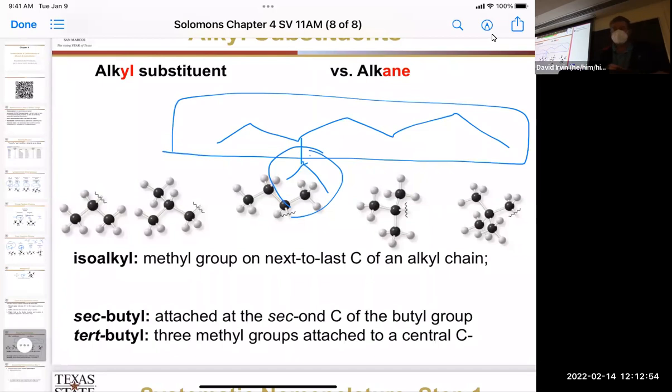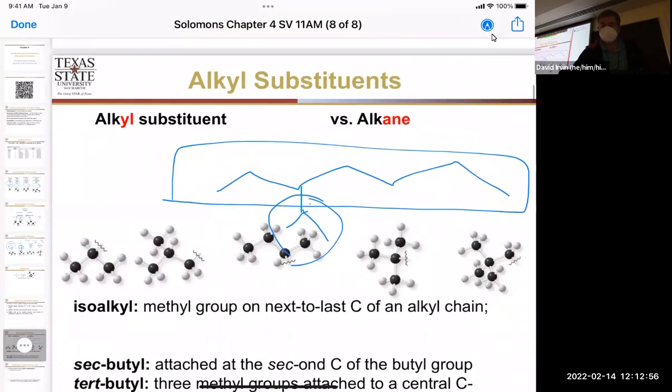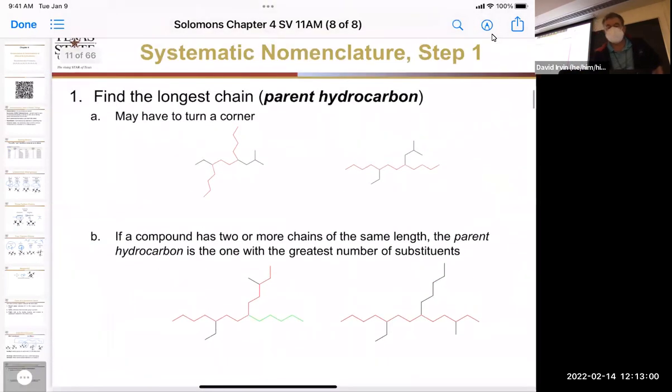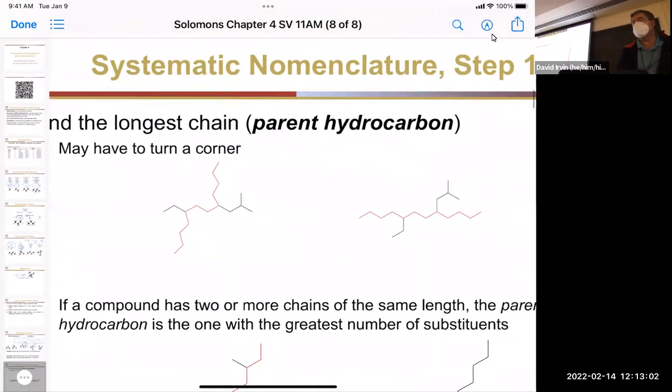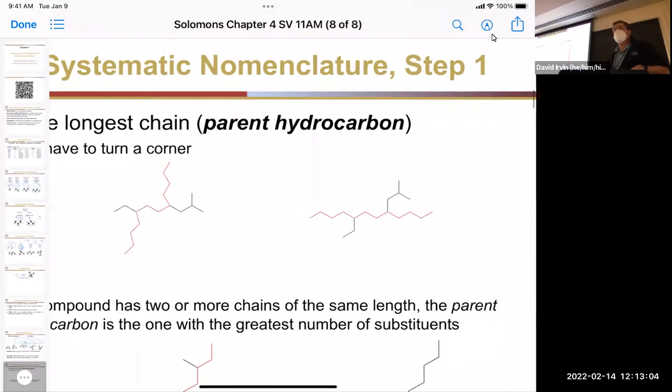Okay, so let's apply this and see how well we can do. The first thing we need to do is find the longest chain. But you have to actually look at it a couple of times, because the longest chain is not necessarily the one in the straight line. So we need to pay attention to this.